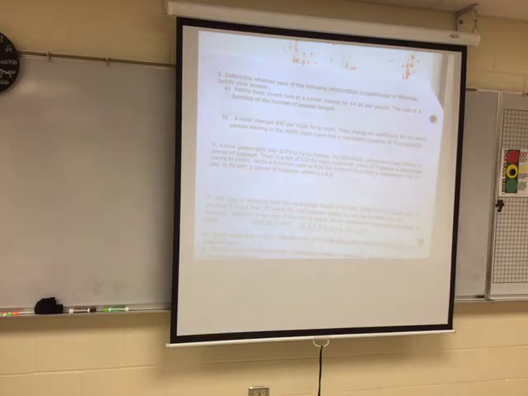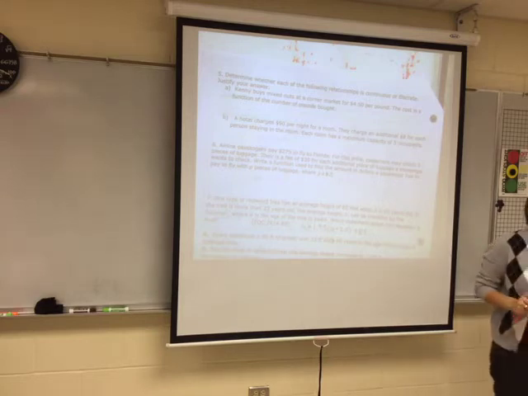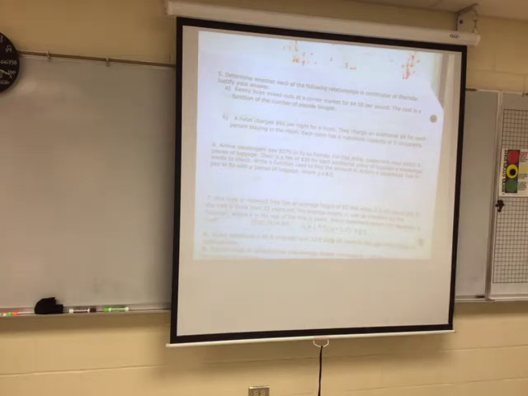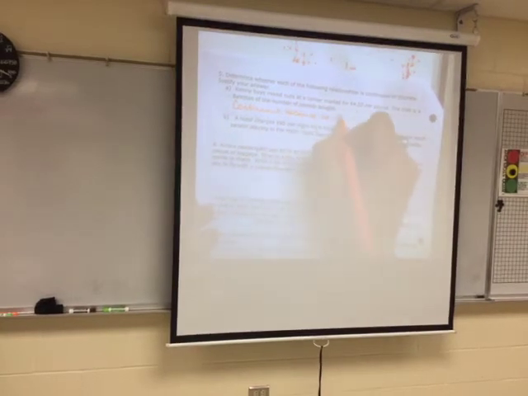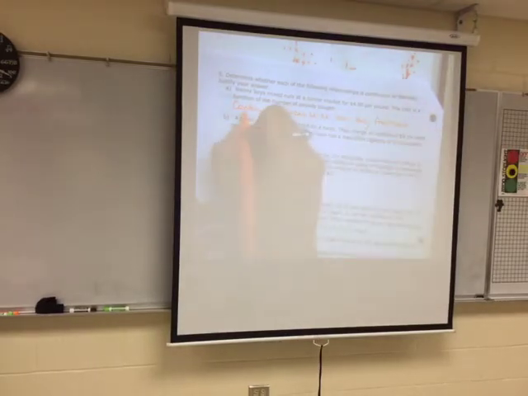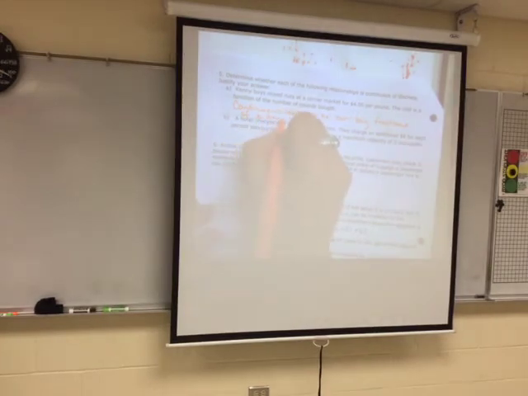I need to change colors here. So A says, Kenny buys mixed nuts at a corner market for $4.50 per pound. The cost is a function of the number of pounds bought. So is that discrete or is that continuous? Why continuous? Because he can buy fractions of a pound. Perfect. Because he can buy fractions of a pound. Beautiful.